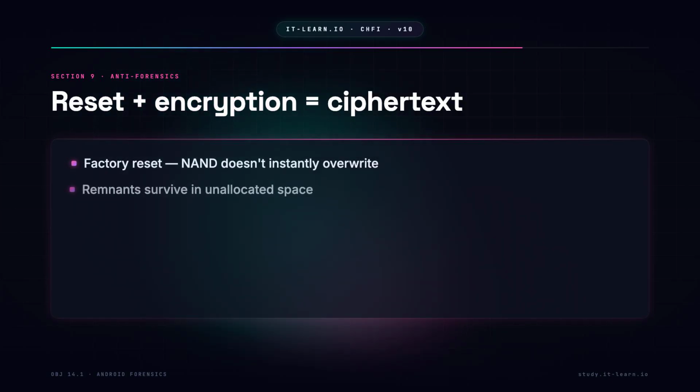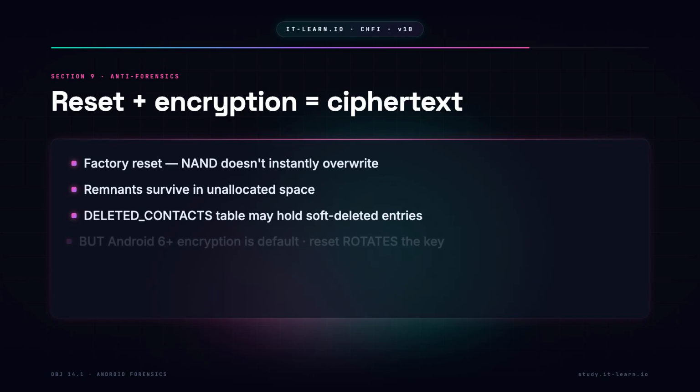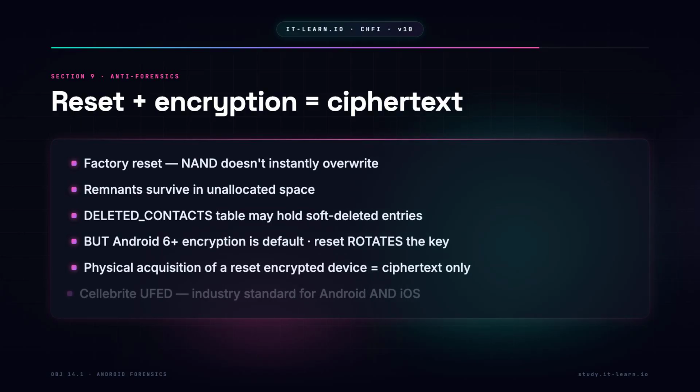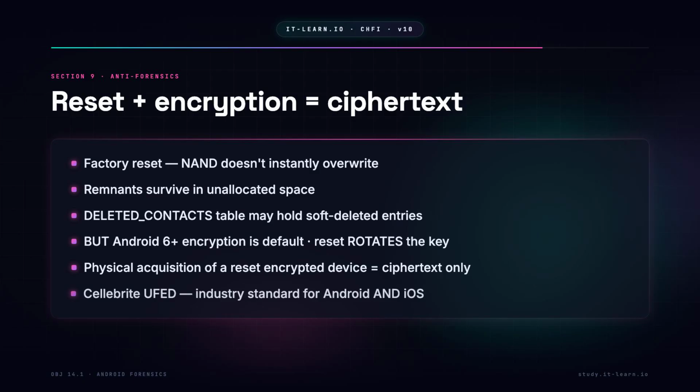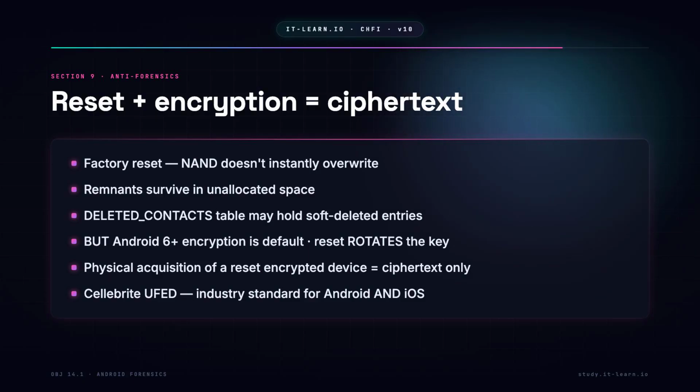Anti-forensics, the factory reset, the suspect's favorite. But NAND flash doesn't instantly overwrite, so remnants can survive in unallocated space, and the deleted contacts table may still hold soft deleted entries. Except, and this is the modern wall, on Android 6 and up, encryption is default, and a factory reset rotates the key. Physical acquisition of an encrypted reset device gives you nothing but ciphertext. And the tool that ties it all together, Cellebrite UFED, the industry standard for Android and iOS.